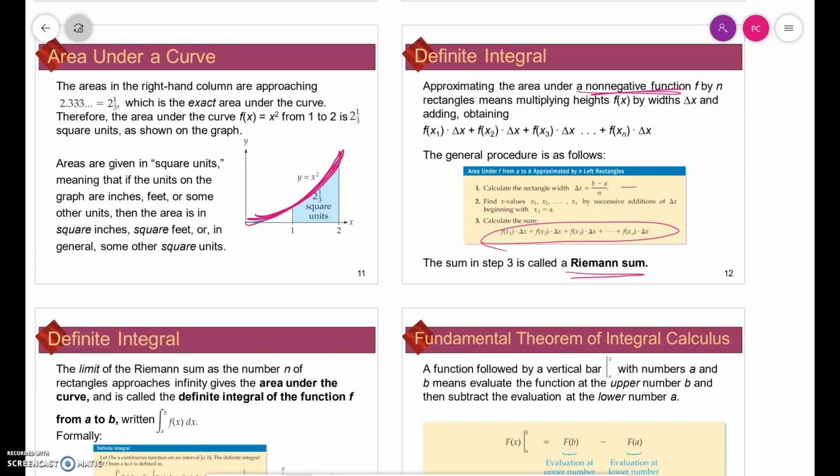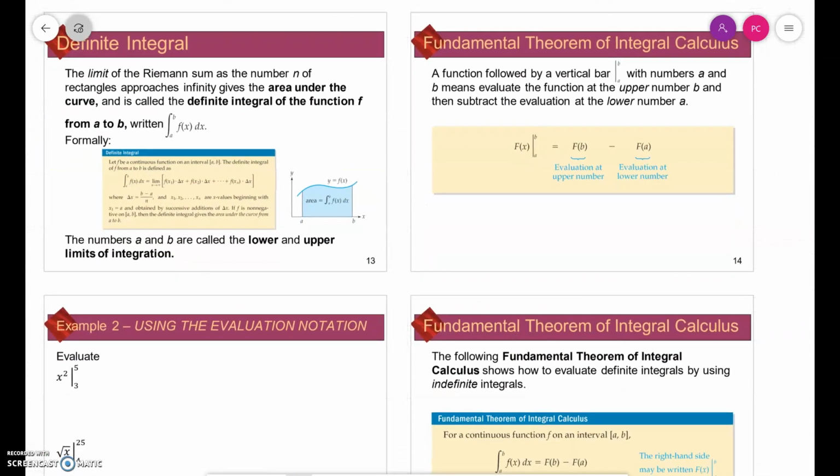So we have a better way. We have a faster way, and that's where we get to use our integrals. The limit of the Riemann sum as the number n of rectangles approaches infinity gives the area under the curve. And that is called the definite integral of a function from a to b, and it's written as the integral from a to b of f of x dx.